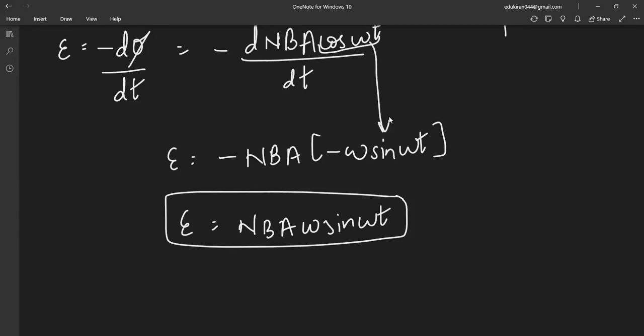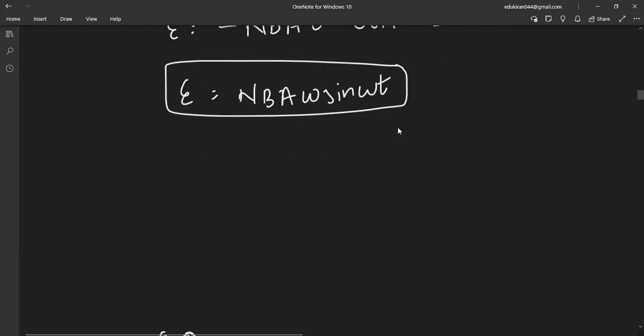One thing I was saying, see, this is the value of EMF that is produced when you are having an AC dynamo, which is converting the energy. The electrical energy is produced. When electrical energy is produced, you will be having potential difference also. That is EMF also. So NBA omega sine omega t is the equation. But many a times you get one maximum value of EMF, one maximum value of this EMF.